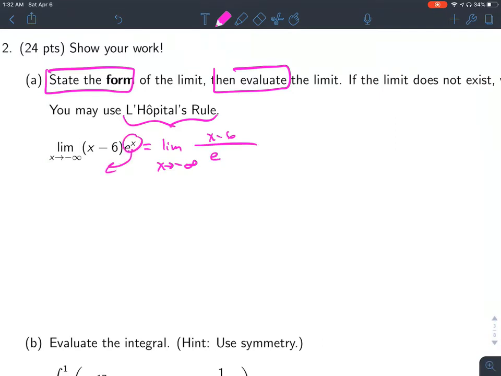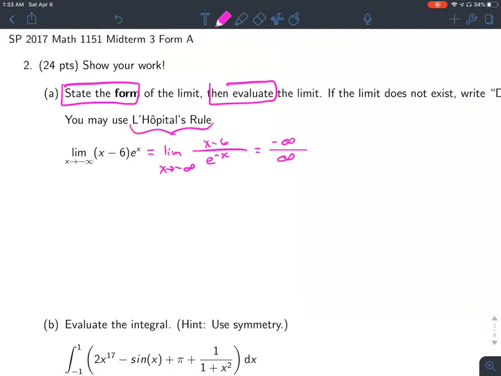I'm going to move this to the bottom of the fraction by changing the sign of the exponent. Now if I evaluate this limit, if you put negative infinity into the top, you're going to get negative infinity minus 6, which means it goes to negative infinity. And the bottom, if you put negative infinity in for x, you're going to have e to the negative infinity, which is like e to the infinity, so that goes to infinity. So the form of this is indeterminate.